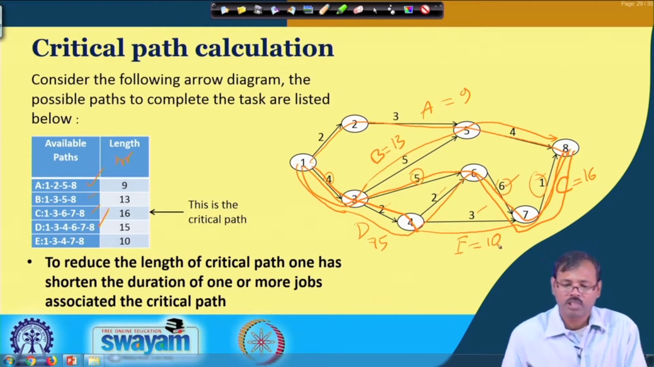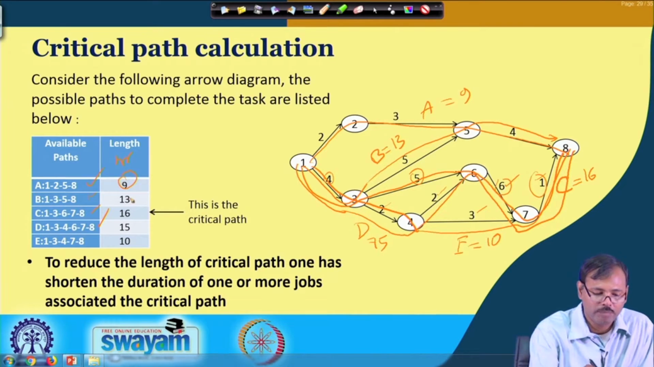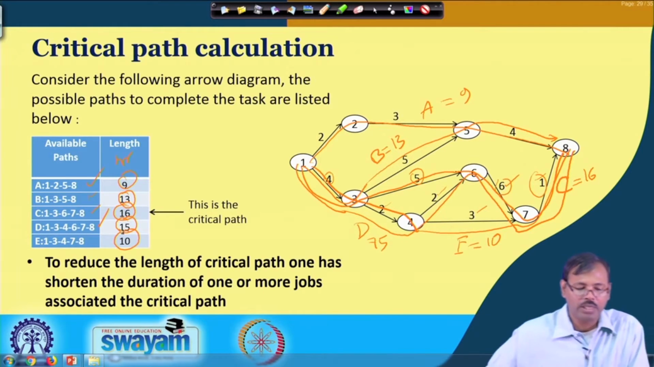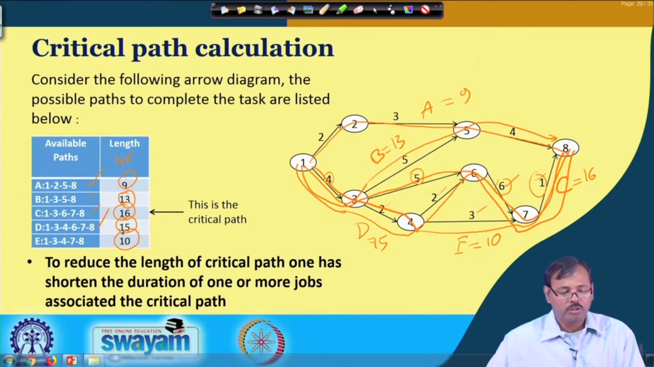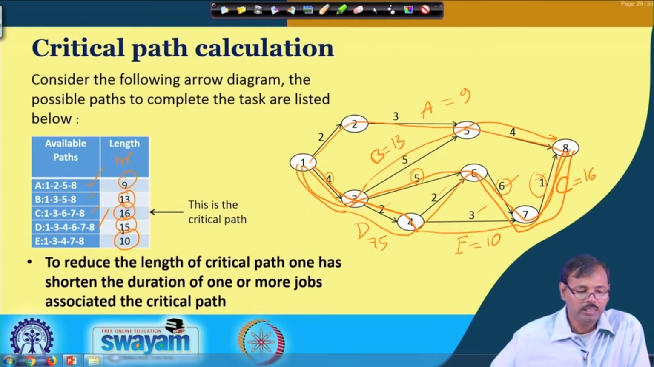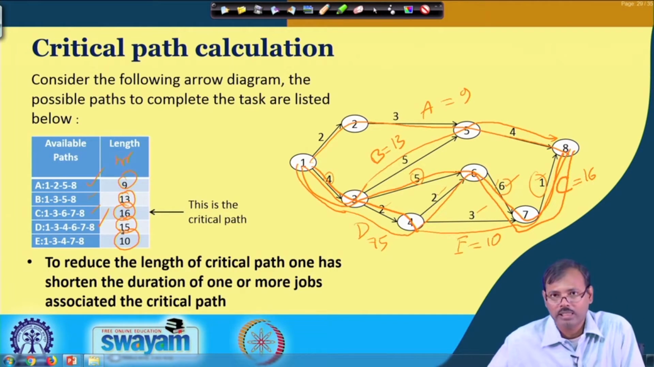So, that means path A is taking 9 hours, path B is taking 13 hours, path C is taking 16 hours, path D is taking 15 hours and path E is taking 10 hours. So, there are 5 paths in this network, and if we look into these paths, the activities connected to each path are taking different amounts of time. A path is taking 9, B is 13. So, A is the smallest path taking 9 hours and C is the largest path taking 16 hours.